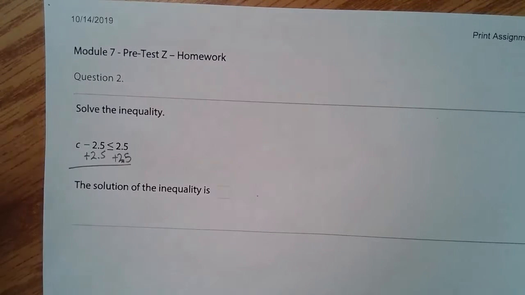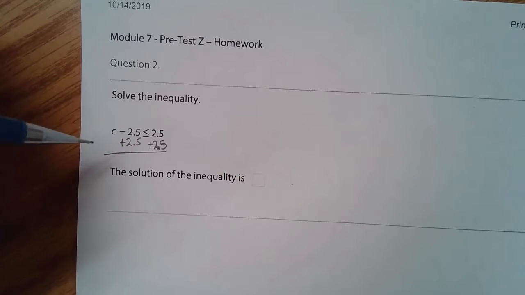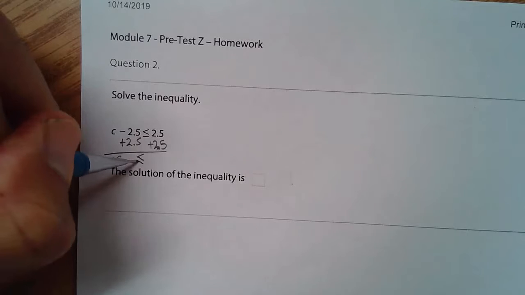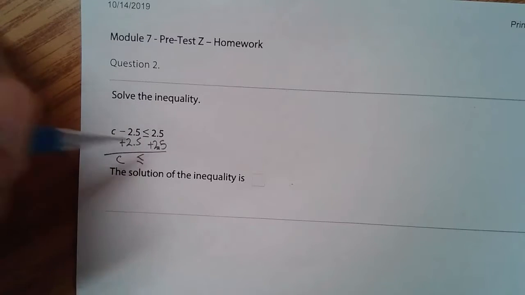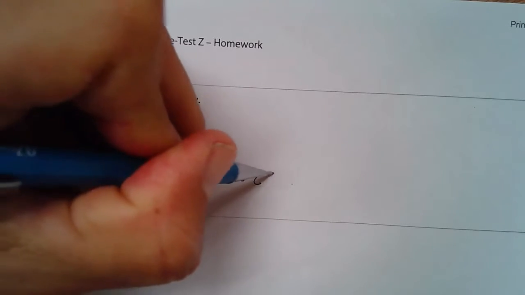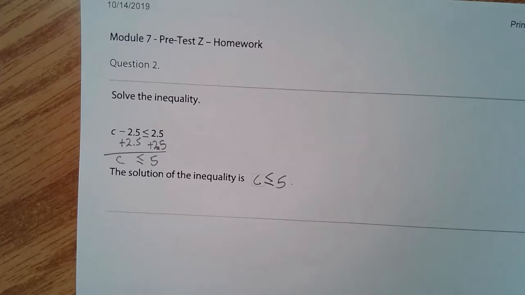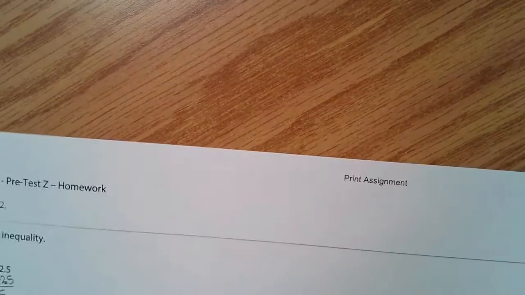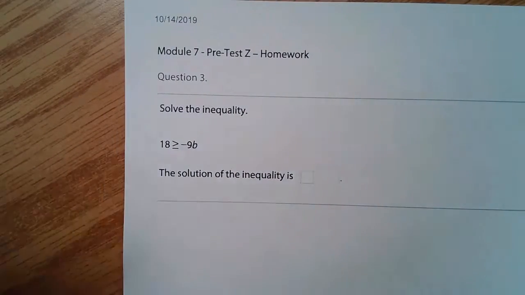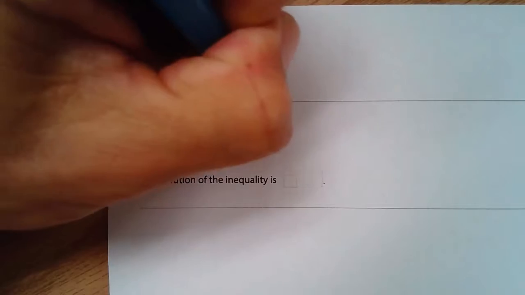But I have this. So this is going to be C is less than or equal to 2.5 plus 2.5 is 5. And that's going to be it. So in here, it's going to be C is less than or equal to 5. Easy. All right, there's the first two. Number three is this. And I'm going to rewrite this over here to give myself more room.